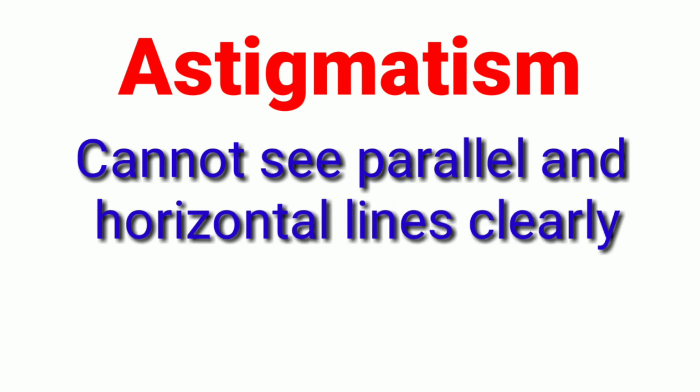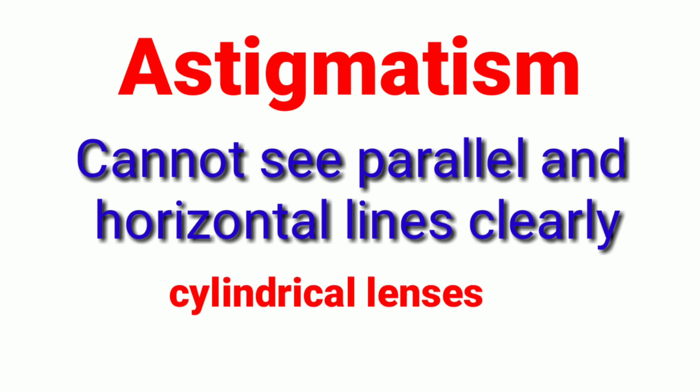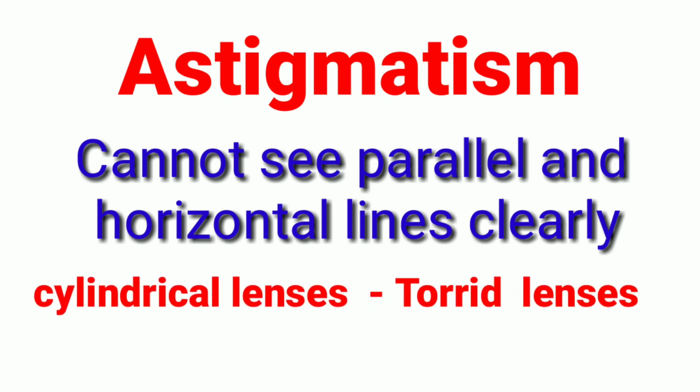Next one, astigmatism. In this defect, the eye cannot see parallel and horizontal lines clearly. Astigmatism can be corrected by using cylindrical lenses. The other name of cylindrical lenses is toroid lenses. It is very important, 1 mark.